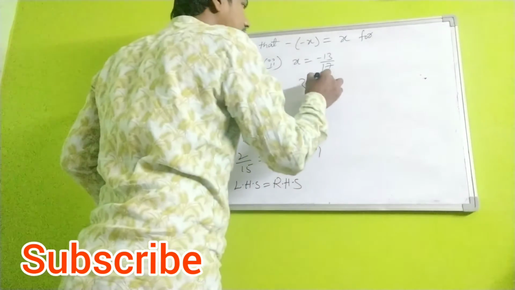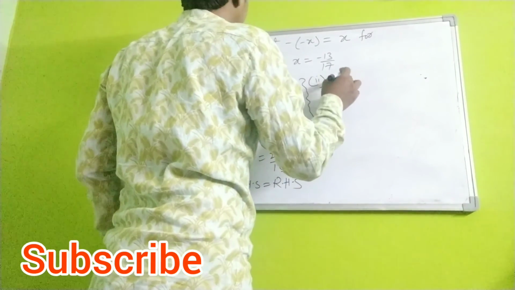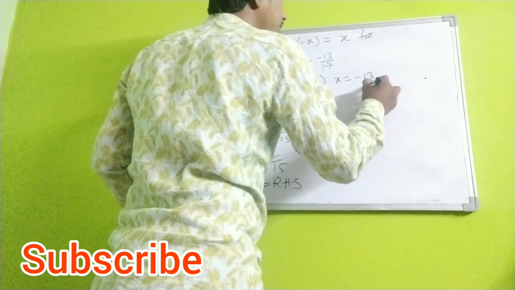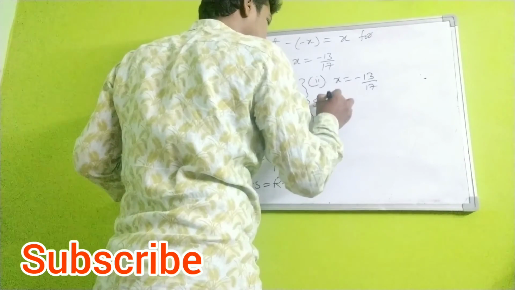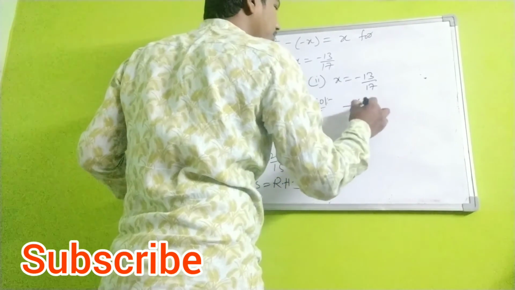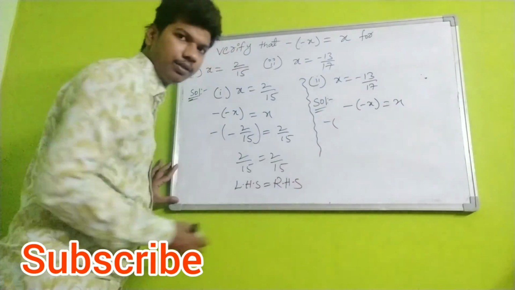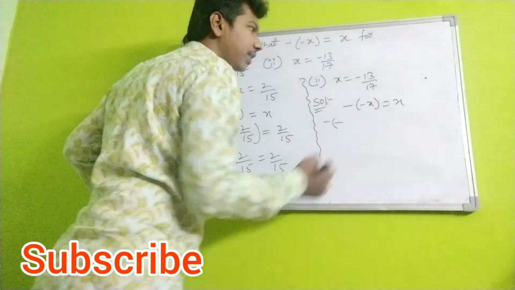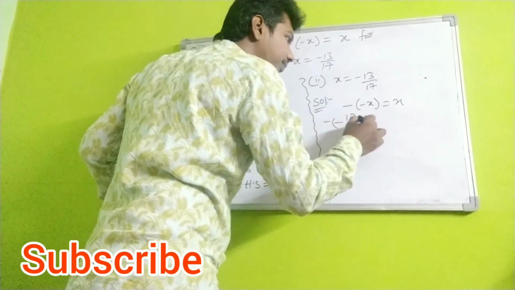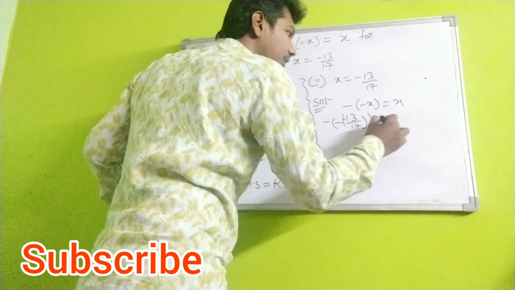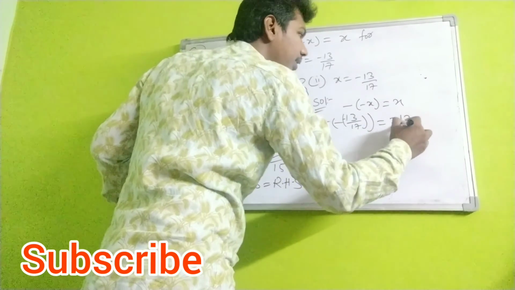Next, similarly, the second bit is x is equal to minus 13 by 17. First write the condition, students. Minus of minus x is equal to x. First minus right as it is, bracket open, again minus right as it is. What is the x value? The second x value is minus 13 by 17, is equal to x, whose value is minus 13 by 17.